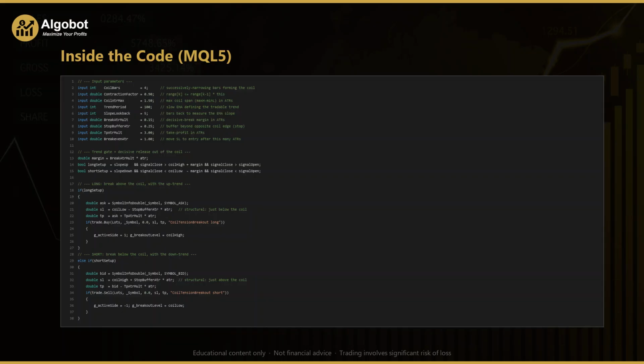The short setup is the mirror image. The slope must be down, the close must be below the coil low minus the margin, and the bar must close below its open. The code then reads the bid, places the stop just above the coil high, sets the take profit a multiple of average true range below entry, and calls trade.sell. Notice how both sides are perfectly symmetric, the same logic in the opposite direction, and how the structural stop is always anchored to the far edge of the coil.